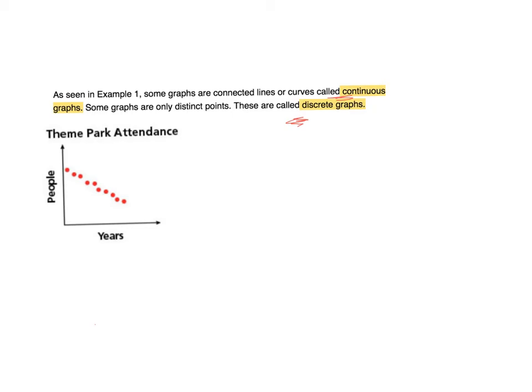So what's important here is that you know that continuous graphs would have connected dots, and discrete graphs just have dots. Discrete dots, continuous connecting. So think of the first letter of each word.